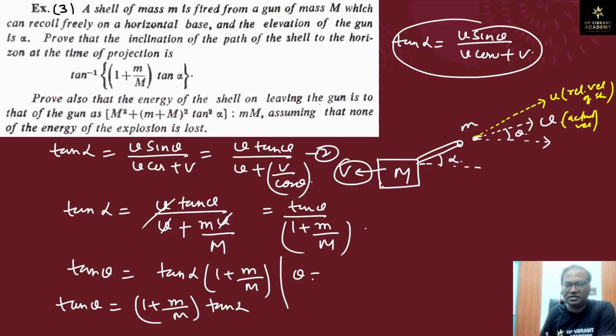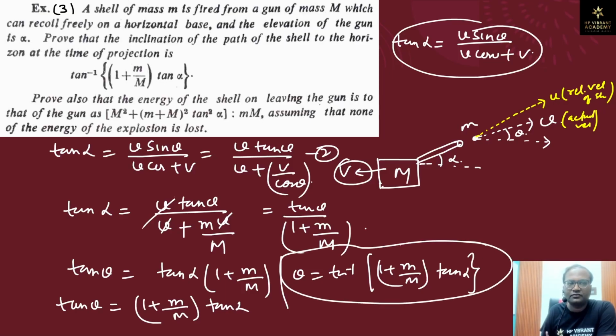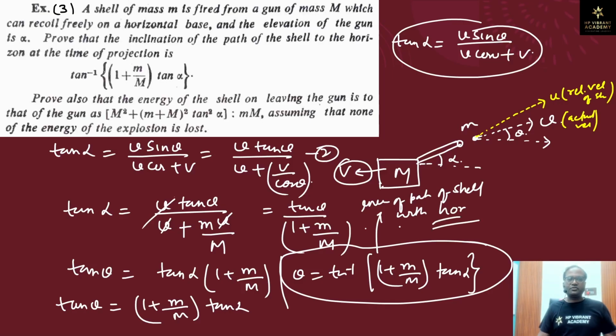So we have theta is equal to tan inverse of 1 plus small m upon capital M into tan alpha. This is the inclination of the path of the shell with horizontal. Now let us solve part 2 of this question.